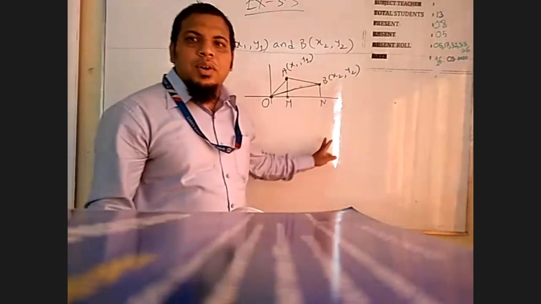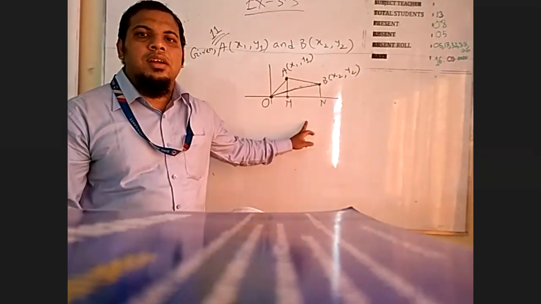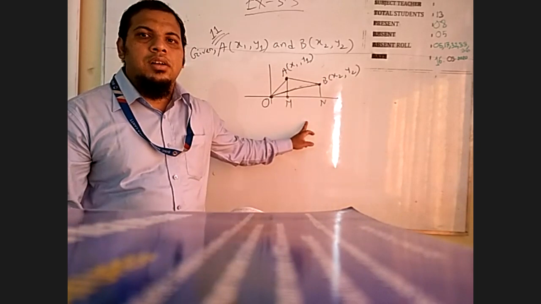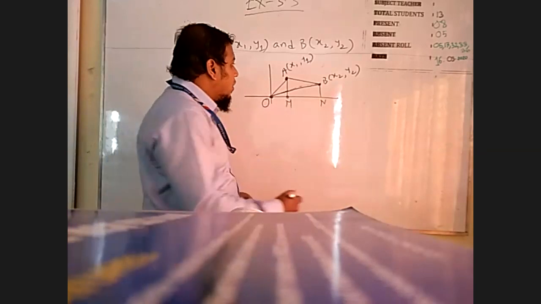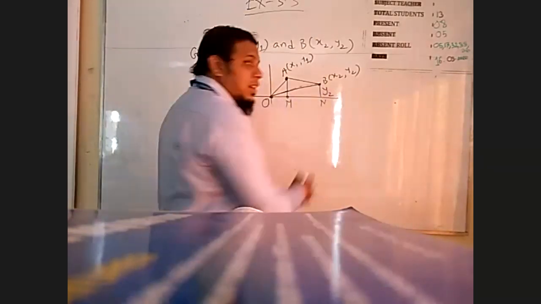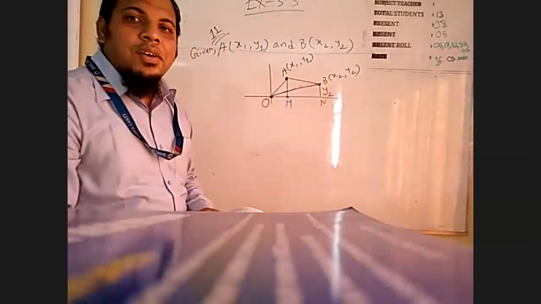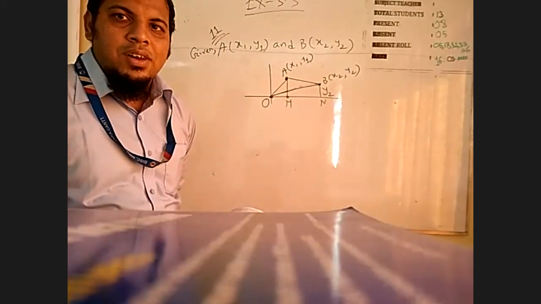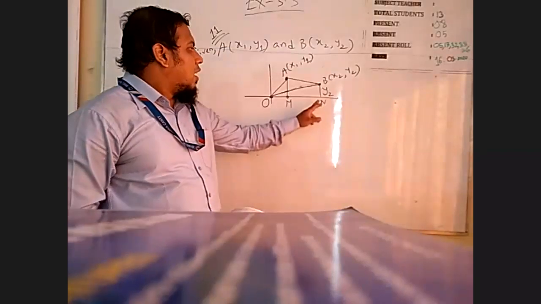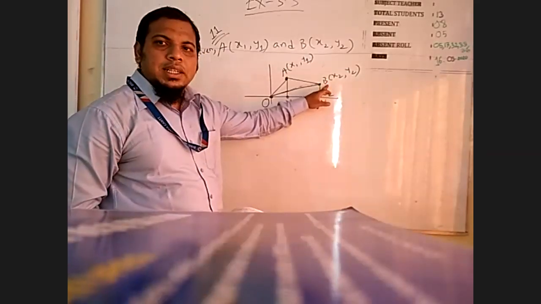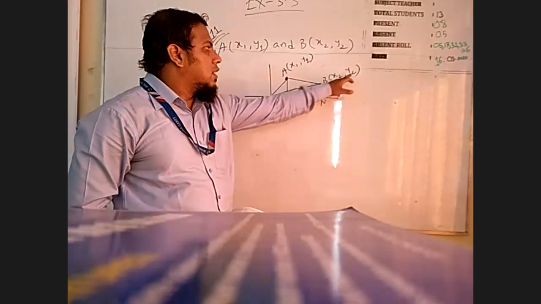Can anyone say what is the length of BN? So y2. Y2. Exactly. Who gave the answer? Adnan. Okay. Thank you, Adnan. Y2, because the distance between a point and the x-axis is the point's ordinate.